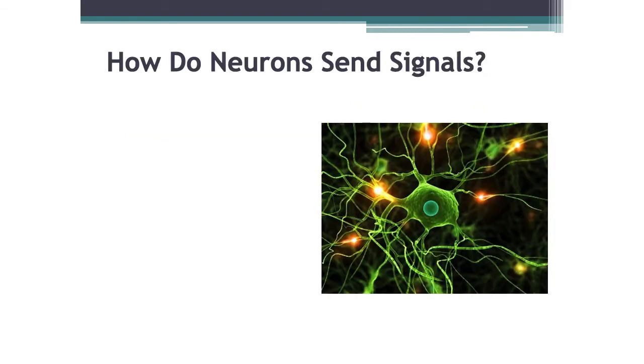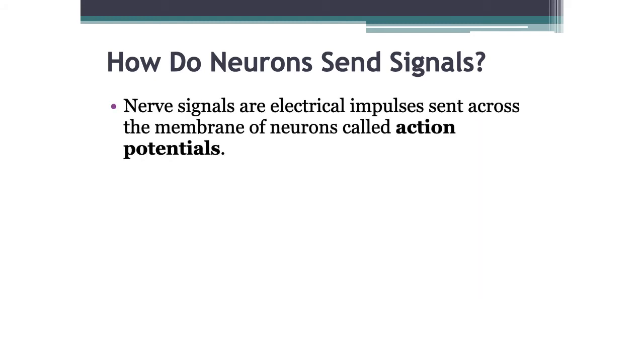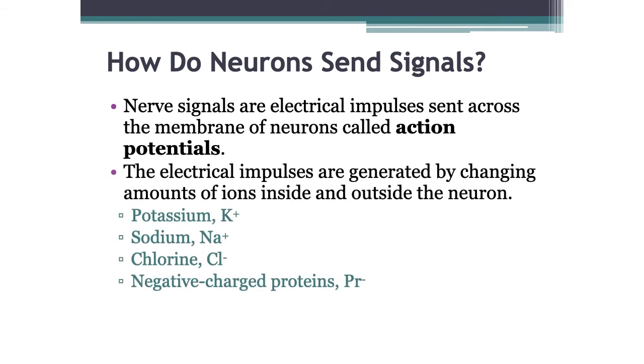So how do neurons send signals? Nerve signals begin with a stimulus, which is required before a nerve impulse begins, either from another neuron or from one of the senses. Okay, so the stimulus is what drives it from the beginning. How do neurons send signals? They have what's called an action potential. Nerve signals are electrical impulses sent across the membrane of neurons called action potentials.